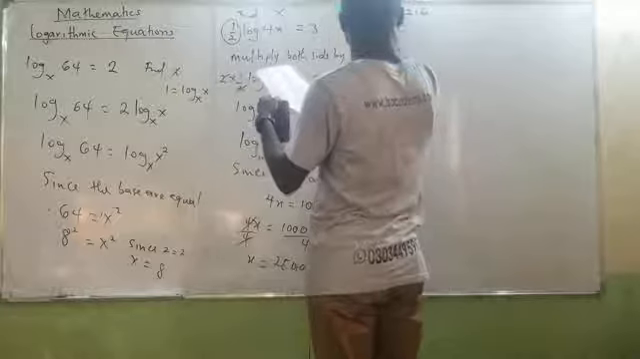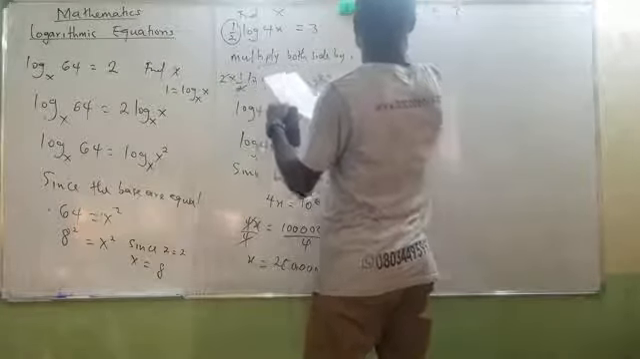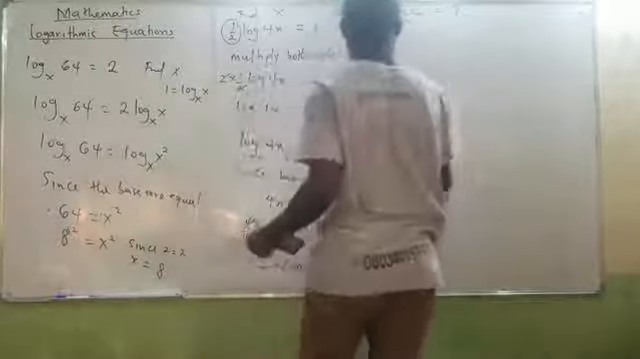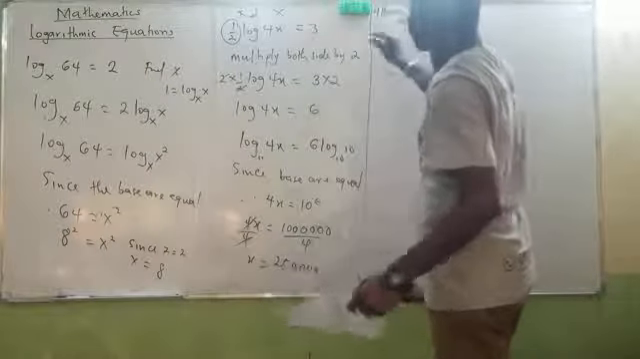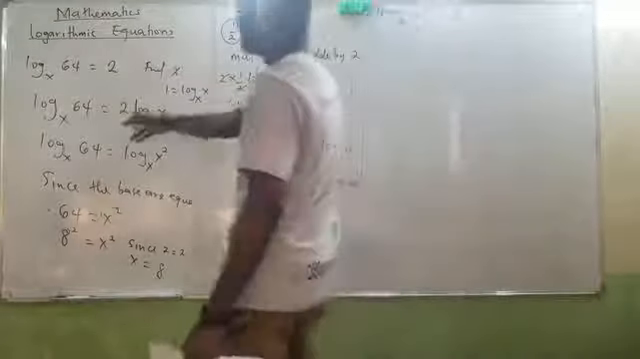We have 4 here and we have 4 here, which equals what? 3. We are asked to find x. Now, how do I go about this? The same way as with this.